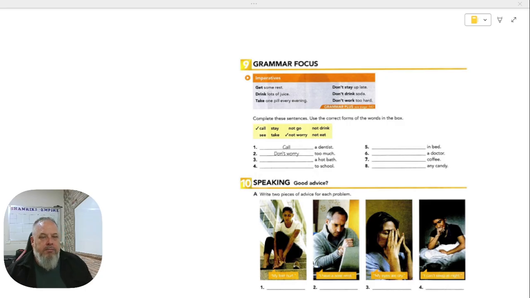Page 82. Exercise 9. Grammar focus. Imperatives. Get some rest. Don't stay up late. Drink lots of juice. Don't drink soda. Take one pill every evening. Don't work too hard.